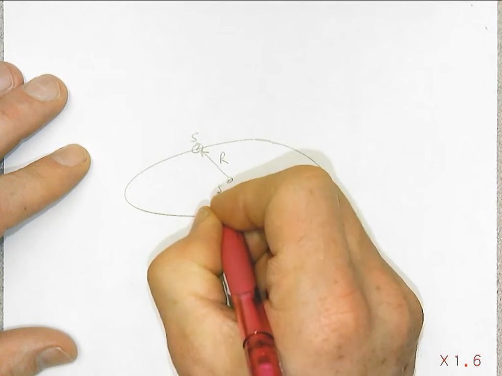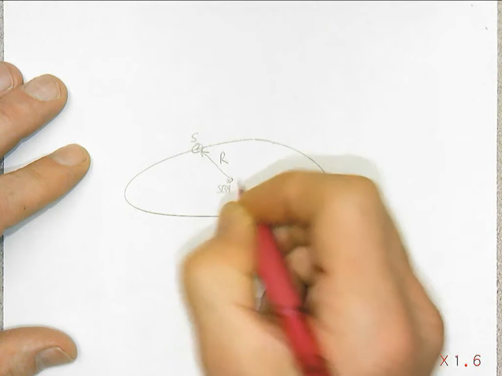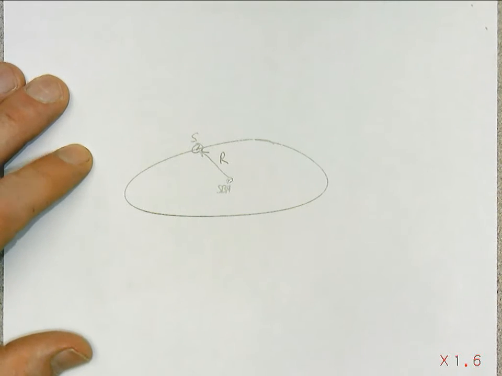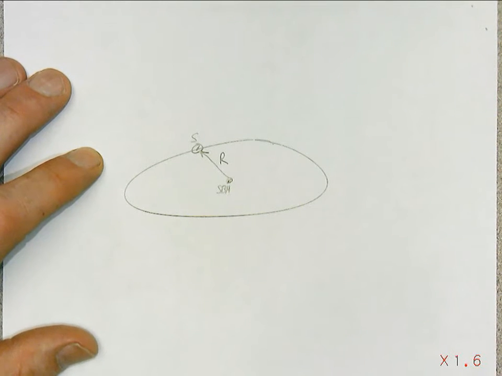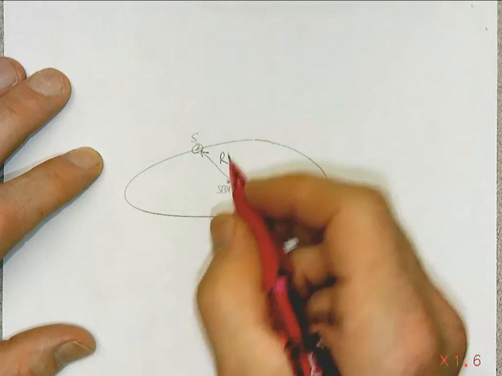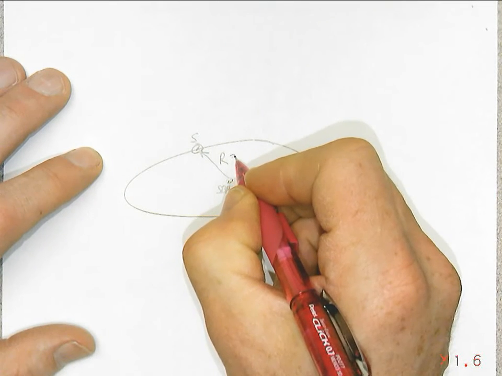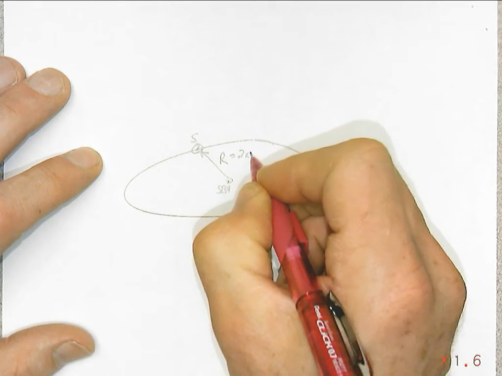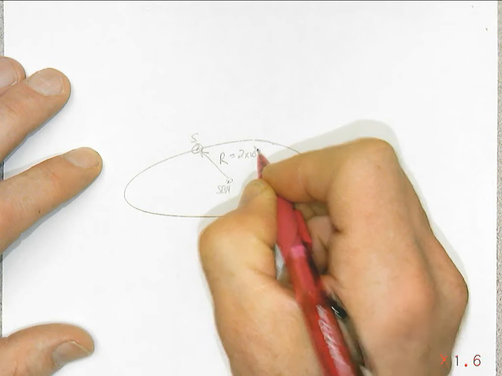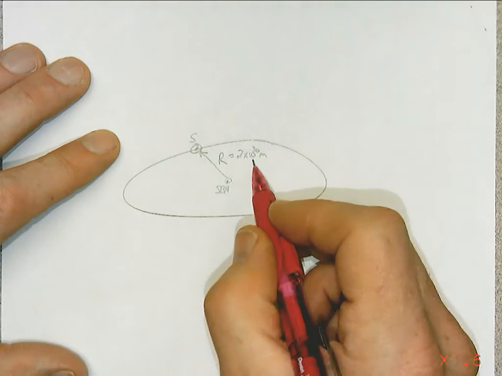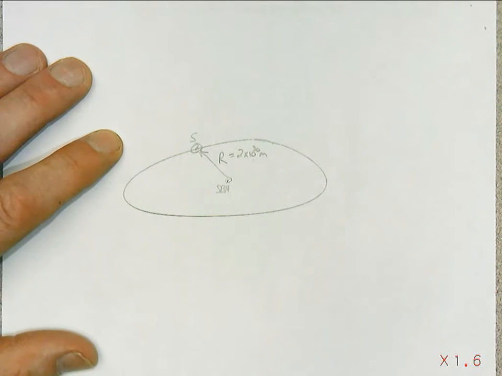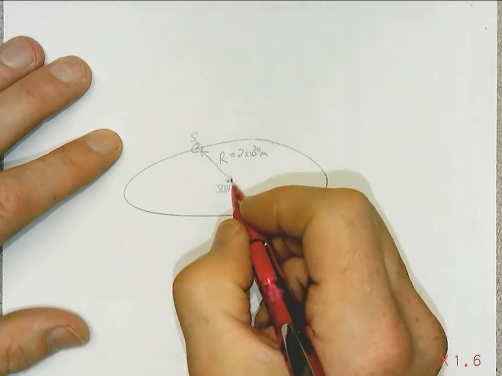Here at the center is a supermassive black hole of 4 million solar masses, but that's beside the point, even though it's pretty cool. The sun's distance is given, so actually this r is equal to 2 times 10 to the 20 meters. That's a whole heck of a lot of meters. That's about 26,000 light years. How fast is the sun moving with respect to the center of the galaxy?